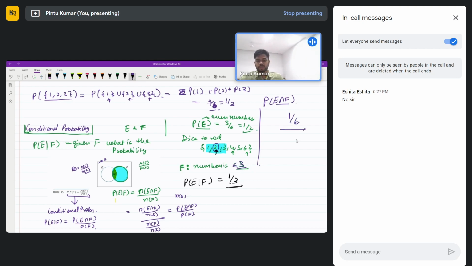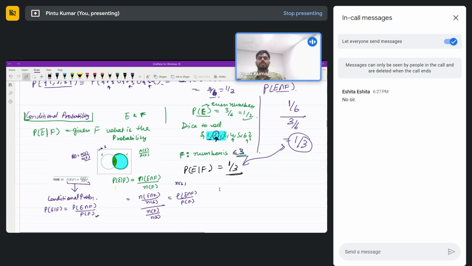Now what is the probability of F? The number being less than or equal to 3 means 1, 2, 3, so this is 3 by 6. I obtained 1 by 3, and this is the same as what we obtained by counting explicitly. Any doubt related to the definition of conditional probability, what it means, or how you can solve problems based on it?